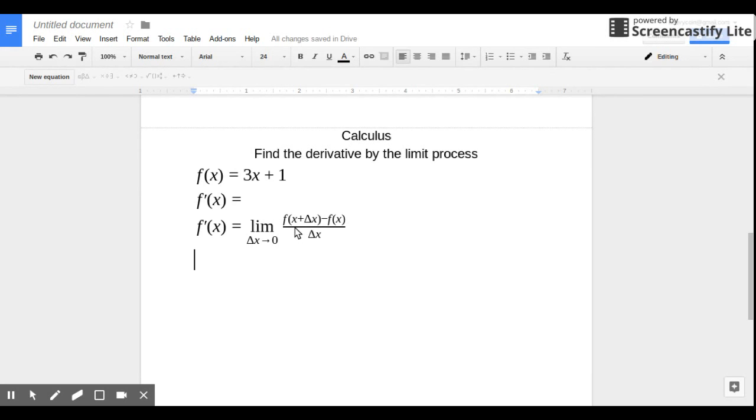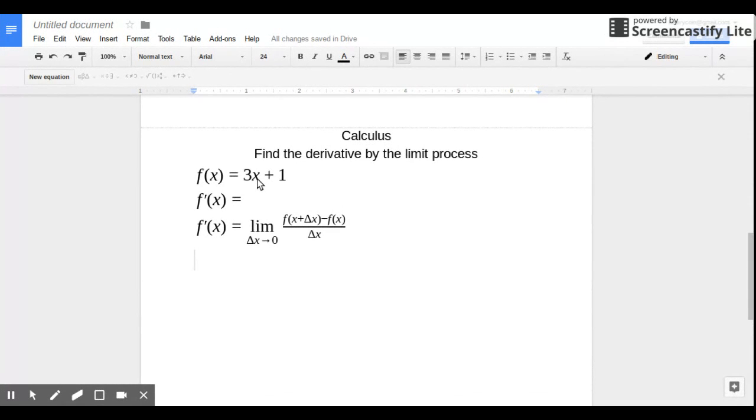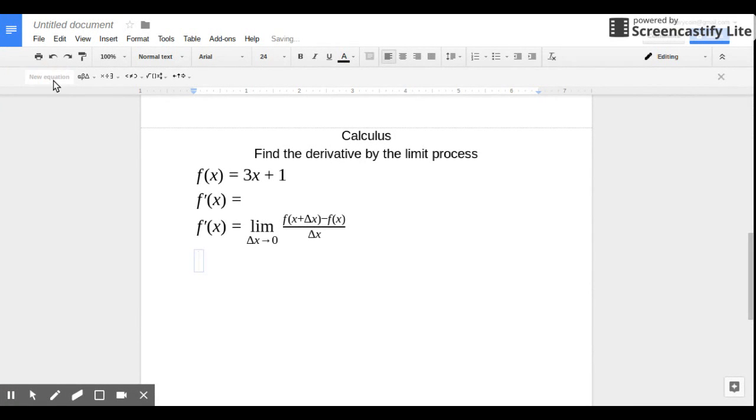The first thing I'm going to want to do is find this so we can plug it into our formula. We want to find f of x plus delta x. That's the very first thing that we want to find. So remember, x plus delta x gets substituted in right here for this x. So f of x plus delta x.